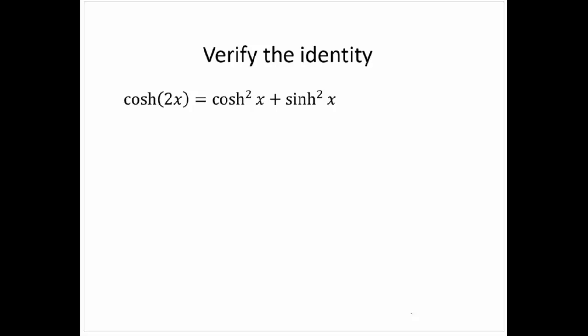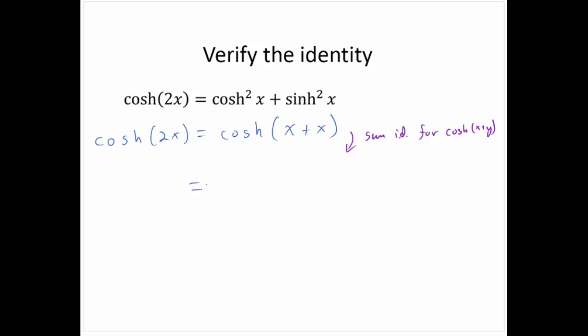Verify the identity that hyperbolic cosine of 2x is equal to hyperbolic cosine square x plus hyperbolic sine square x. So I'm going to use the fact that the hyperbolic cosine of 2x would be equal to the hyperbolic cosine of x plus x. And now I'll use the sum identity for hyperbolic cosine of x plus y. And so then, now instead of x and y, there's x and x.